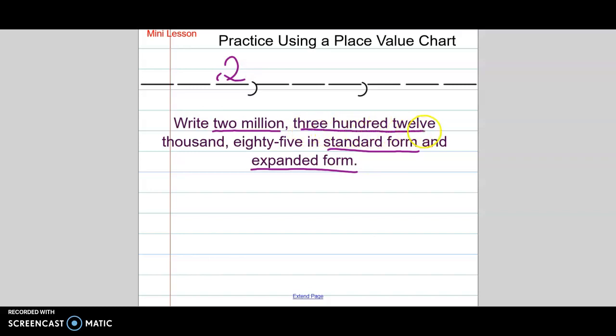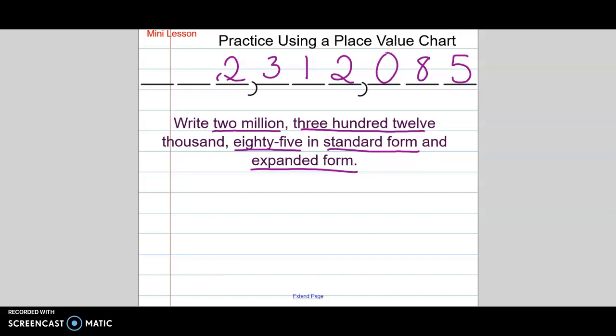We want 312,000. So in my thousands, I'm going to write in 312. And the last part is 85. So in my hundreds period, I want to have 85. If I see any blanks, I know I was not given a value for that, so I'm going to put in a 0. So up at the very top, I have just written out in standard form 2,312,085. And below it, we're going to start looking at the expanded form.